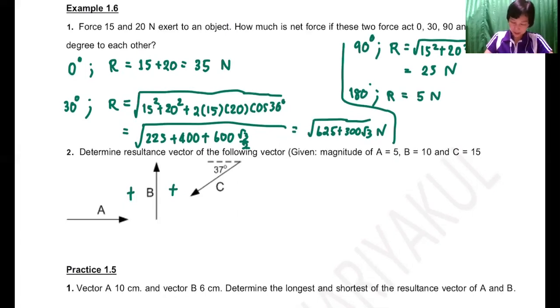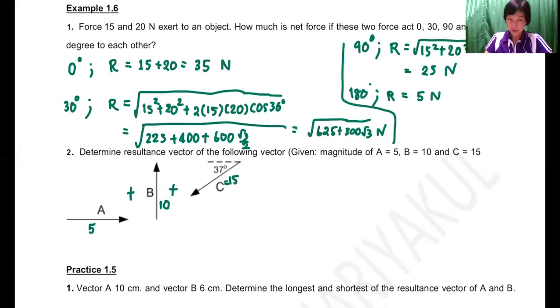I will indicate the magnitude of each vector first. Vector A is given as 5 units. Vector B, its magnitude is 10 units. Vector C, its magnitude is 15 units. Okay, how can we do this?